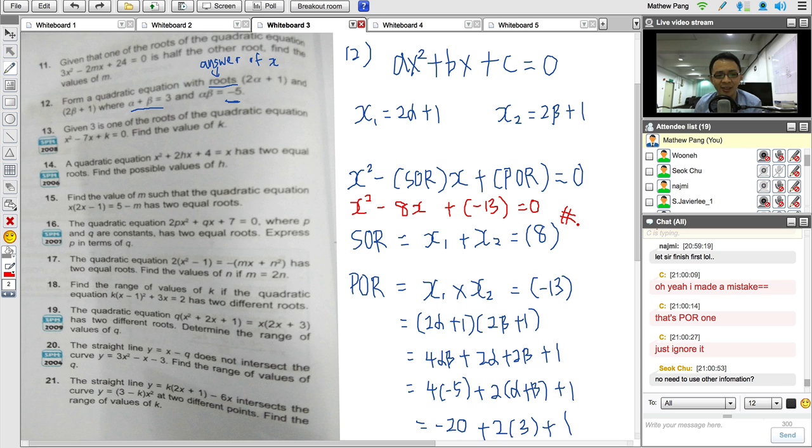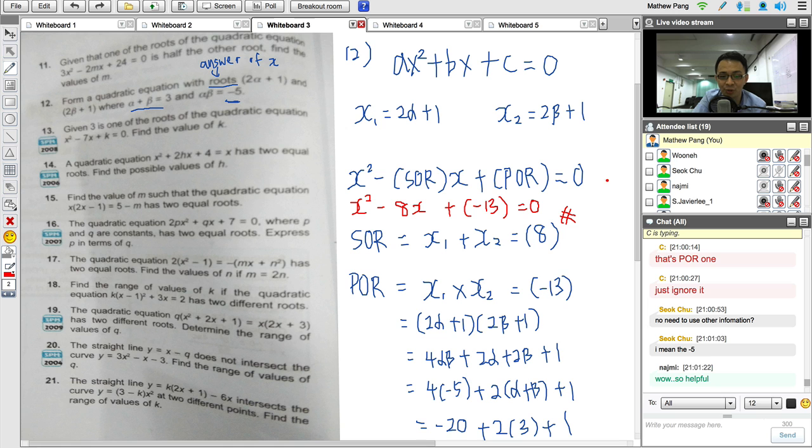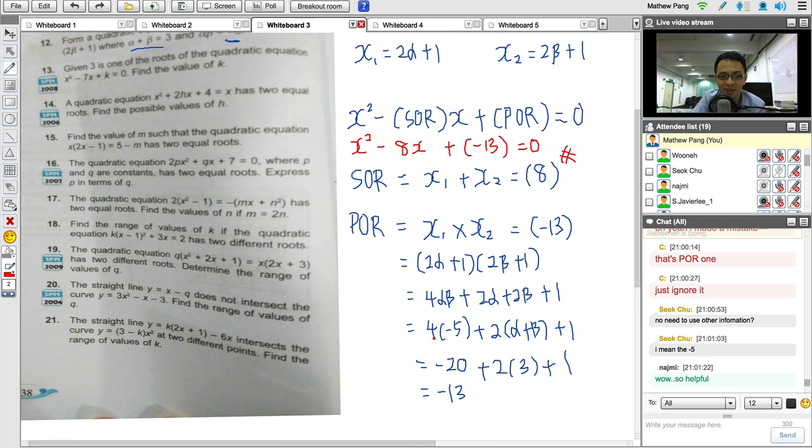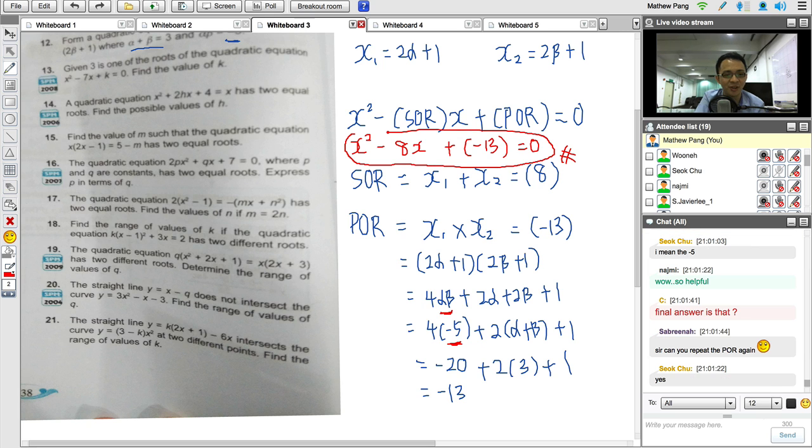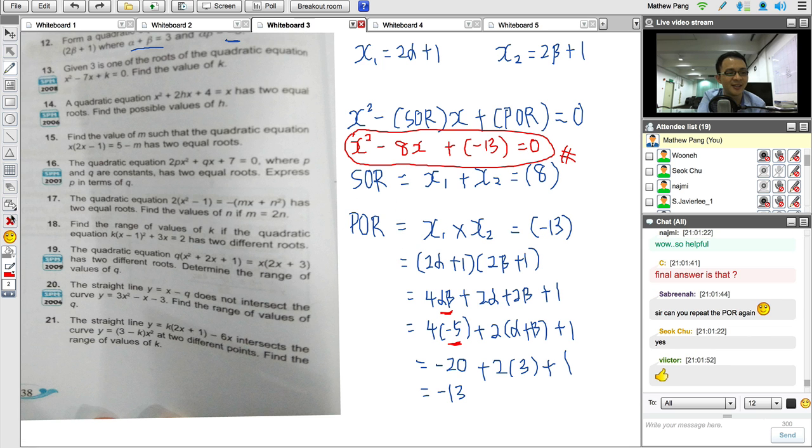What do you mean by other information? Yes, I do use negative 5. You see here? Alpha beta equal to negative 5, right? I substitute in here. Do you got it? So yeah, this is the final answer. This is the quadratic equation. Yeah, of course you got the plus minus there, right? So yeah, you just write it again nicely.